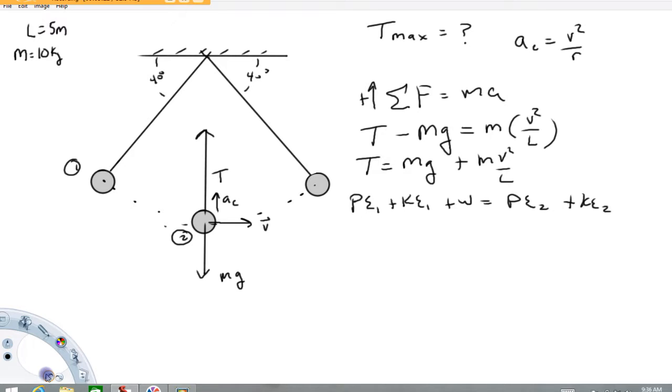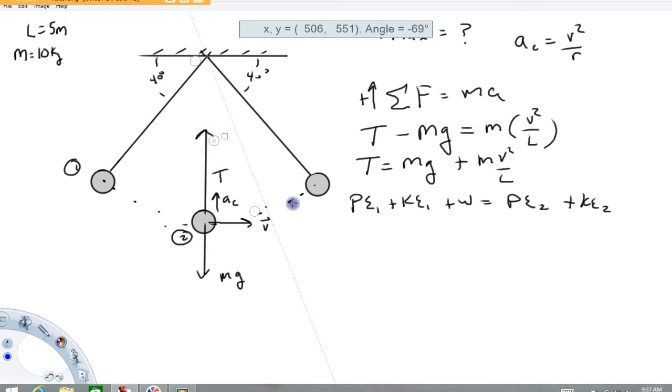And usually the way I have people pick a datum is the lowest point in the diagram, but not always. This one I'm going to break from that a little bit. When doing these circular motions, I like to use this line as a datum. I'm going to go ahead and do that. I'm going to put this in blue.